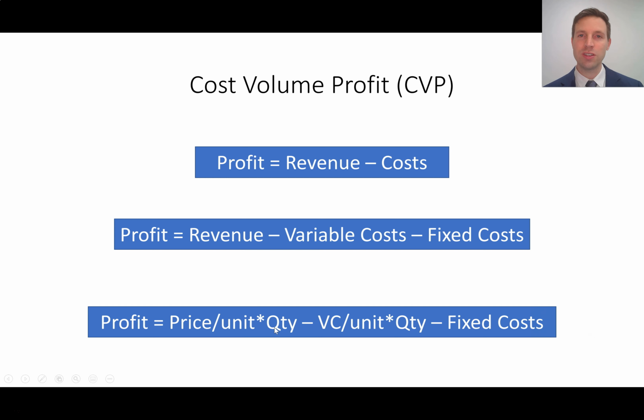The number of products you sell times the sales price equals your revenue. Then we're going to minus our variable costs. The variable cost per unit times the number of units we sell gives us our total variable cost, minus the fixed cost. This identity is going to allow us to do cost volume profit analysis.